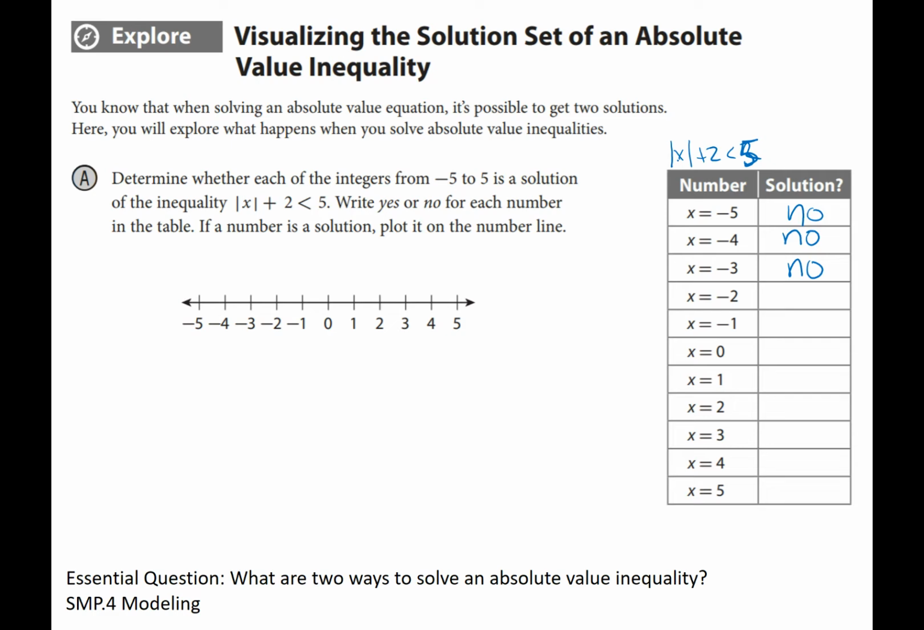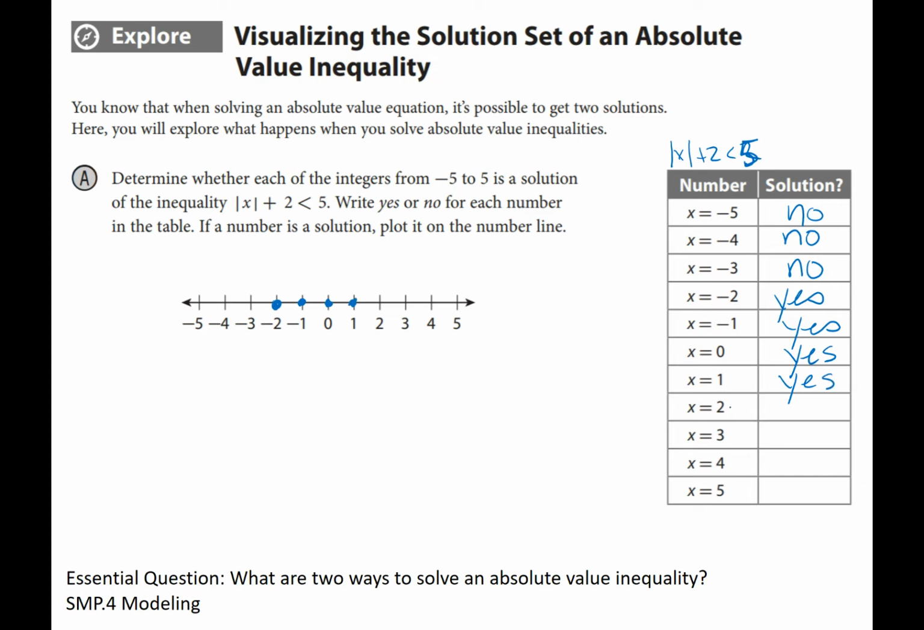-2, so absolute value of -2 is 2. 2 plus 2 is 4, which is less than 5, so that's a yes, and I can plot that one on the number line. Putting in a -1, absolute value of -1 is 1. Plus 2 is 3, which is less than 5, so that's a yes. Putting in a 0, absolute value of 0 is 0, plus 2 is 2, which is definitely less than 5. Putting in a 1, absolute value of 1 is 1, plus 2 is 3, which is less than 5, so that's a yes.